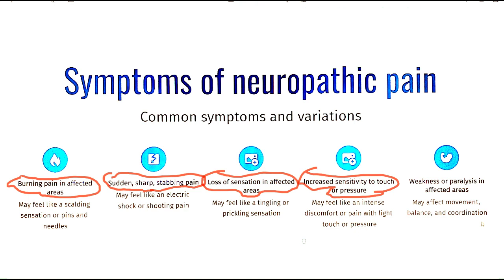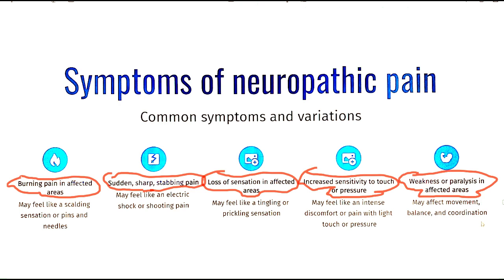The patient may feel intense discomfort or pain with light touch or pressure. This is another symptom of neuropathic pain. Another symptom that can be caused by neuropathic pain is weakness or paralysis in the affected area. The weakness and paralysis in the affected area and other symptoms of neuropathic pain may affect movement.